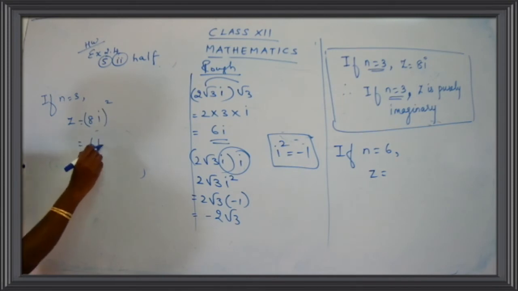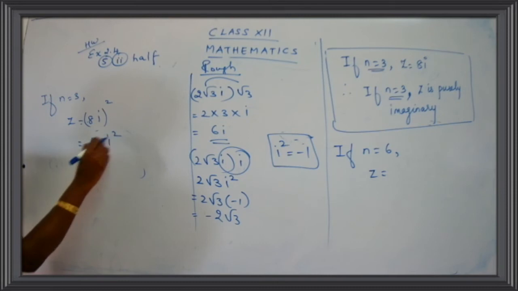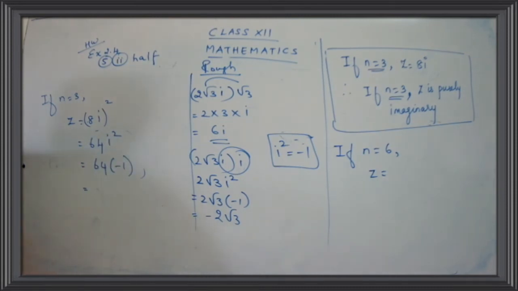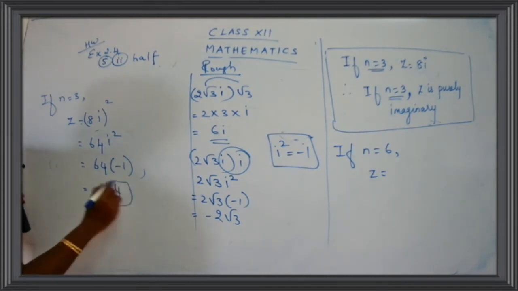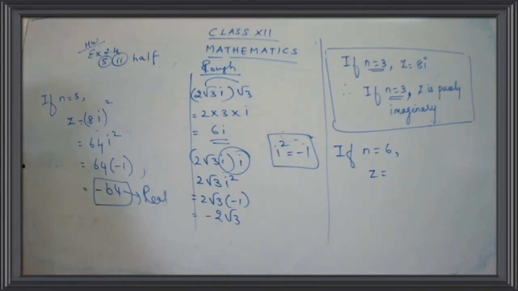64, 8 8s are 64, i squared. What is the value for i squared? Minus 1. Good. What is 64 into minus 1? Minus 64. Are you clear children? So see what happens here: you get a real number. That's what we need. We need only a real number, so we are going to square this. If we square, you get a real number.